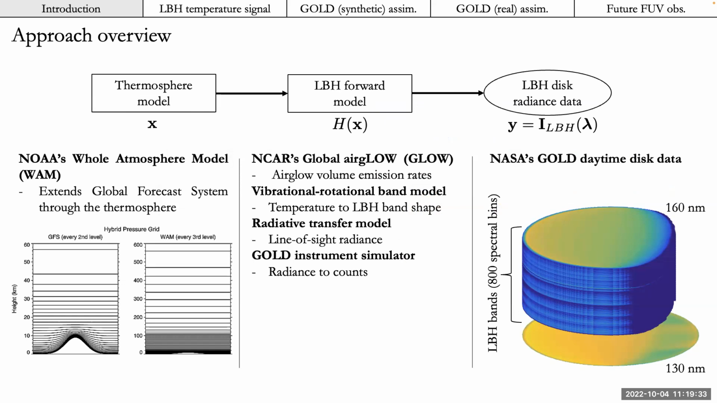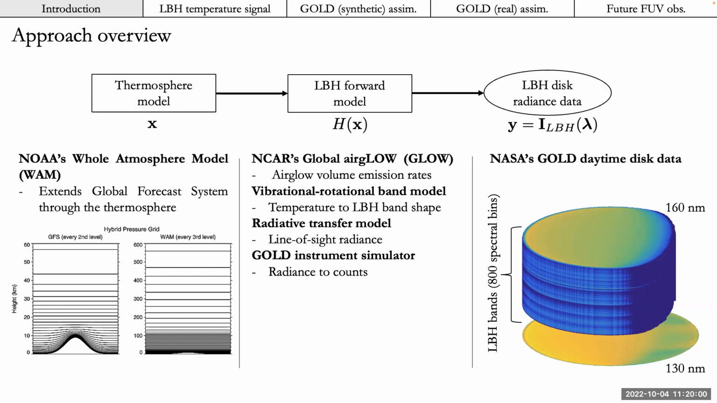The forward model that maps the thermospheric states to observations is actually comprised of 4 different models, including NCAR's Global Airglow model, which produces airglow volume emission rates, a vibrational rotational band model that captures the temperature signal in LBH bands, a radiative transfer model that then produces the top of the atmosphere radiances that GOLD actually measures from the volume emission rates, and finally the GOLD instrument simulator.